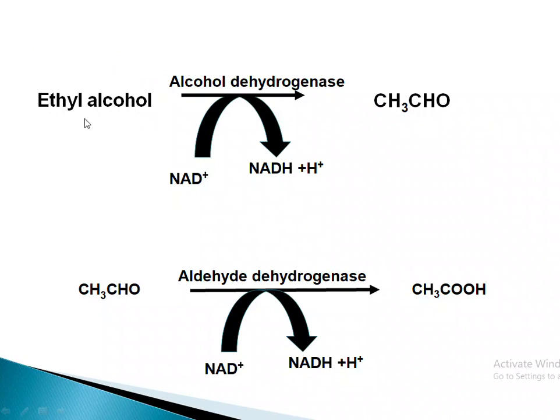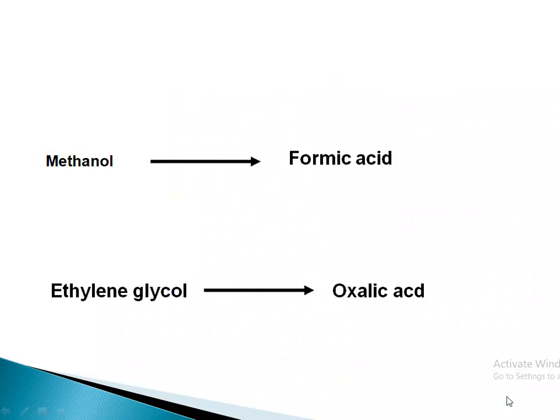Alcohol dehydrogenase oxidizes ethyl alcohol to aldehyde, whereas aldehyde dehydrogenase oxidizes aldehyde to acid. Oxidation of some compounds may result in production of substances which are more toxic than the parent compound, such as methanol, which is converted into formic acid, and ethylene glycol, which is converted into oxalic acid. Both of these compounds are highly toxic as compared to their parent compound.